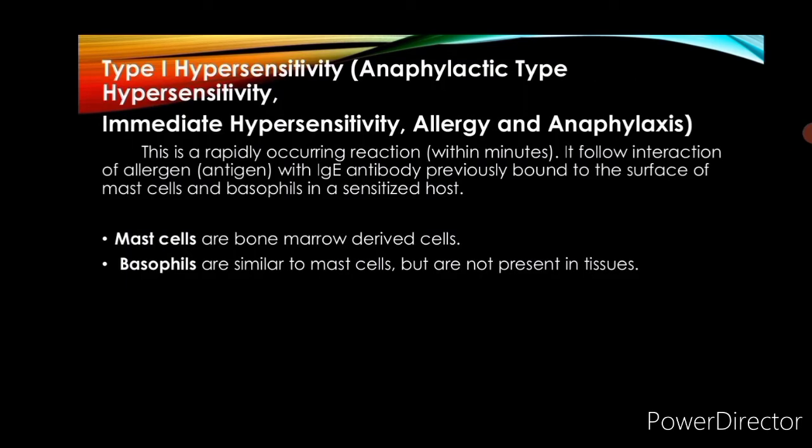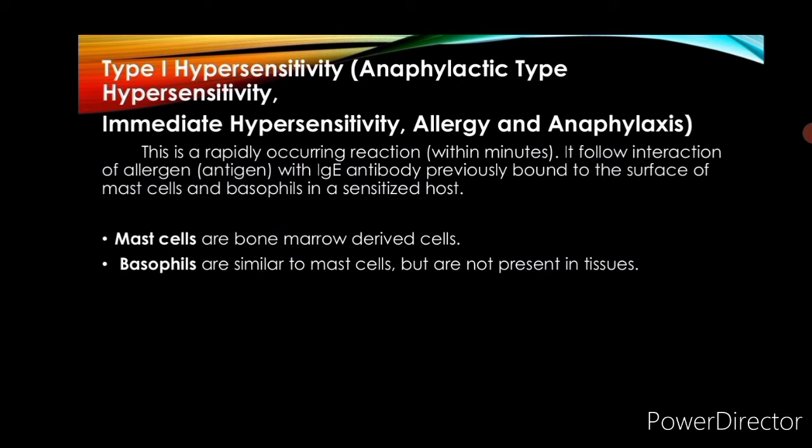Type 1 hypersensitivity, anaphylactic type hypersensitivity, or immediate hypersensitivity, allergy, and anaphylaxis. This is a rapidly occurring reaction. It follows interaction of allergen with IgE antibody previously bound to the surface of mast cells and vasculature in a sensitized host. In type 1 hypersensitivity, it can manifest as a local reaction or progress to fatal systemic anaphylaxis depending on how the allergen enters the body.